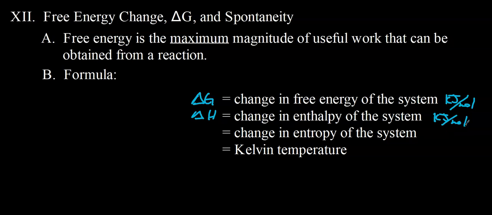And then the change in entropy, that's our delta S, which is in, be careful, joules per mole Kelvin. So when we plug in a value for delta S, we need to first convert that to kilojoules per mole Kelvin. And then, of course, T is our Kelvin temperature.